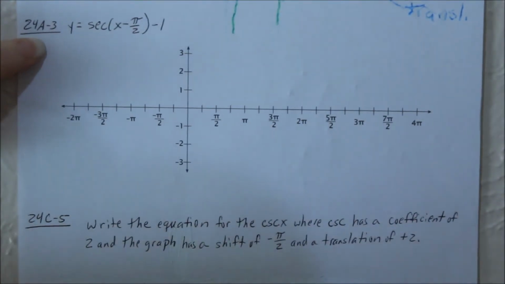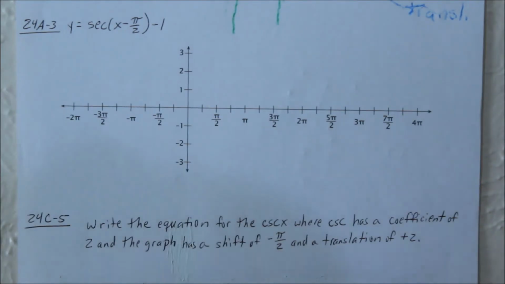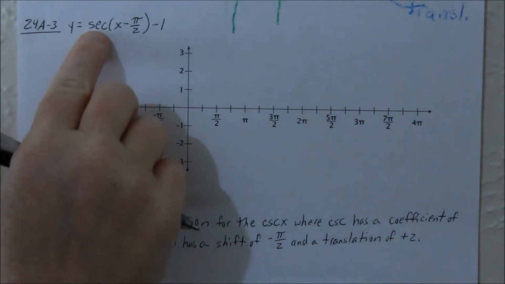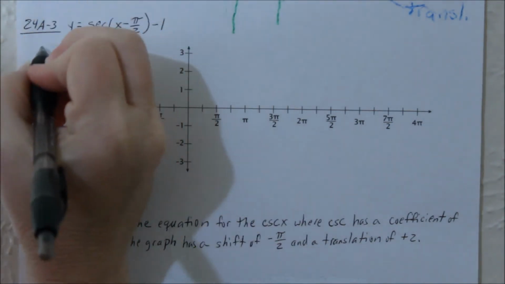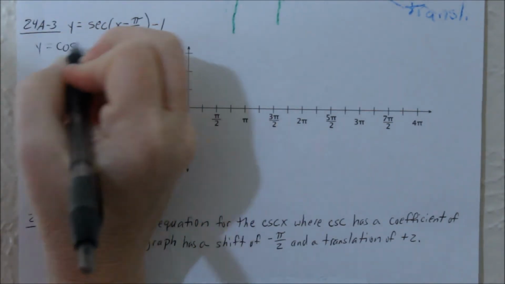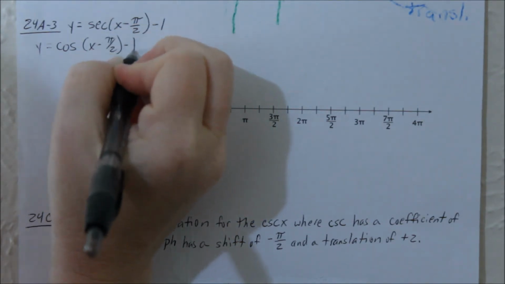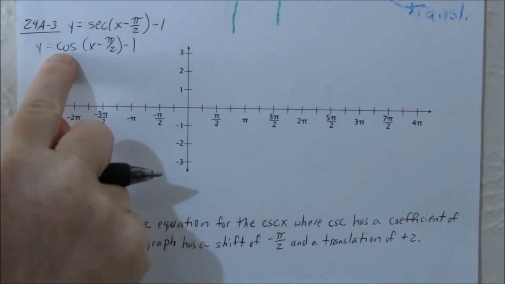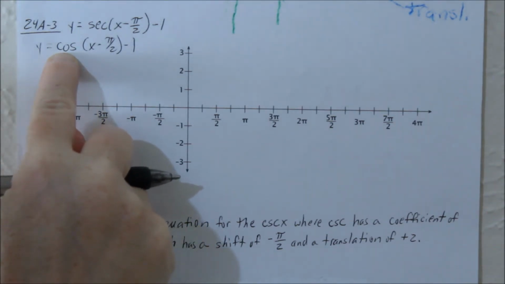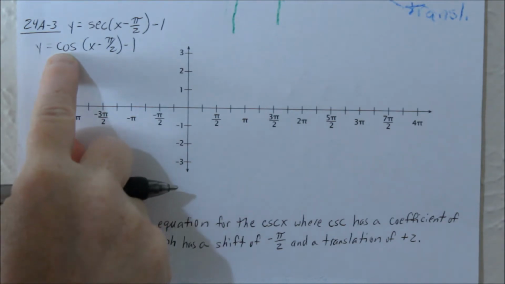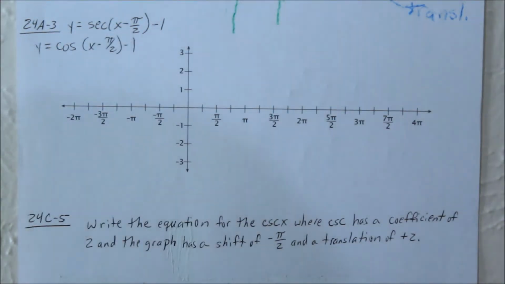Okay, now we're going to look at 24a3. Y equals secant of x minus pi over 2, minus 1. Since we're dealing with secant, what's the reciprocal of secant? Cosine. So essentially, I want to graph cosine of x minus pi over 2, minus 1. I'm going to graph all this with cosine, make all the changes in cosine, then I'll be able to get the secant graph easier. Okay, this is just my way of doing it. I think it's easier in my opinion.